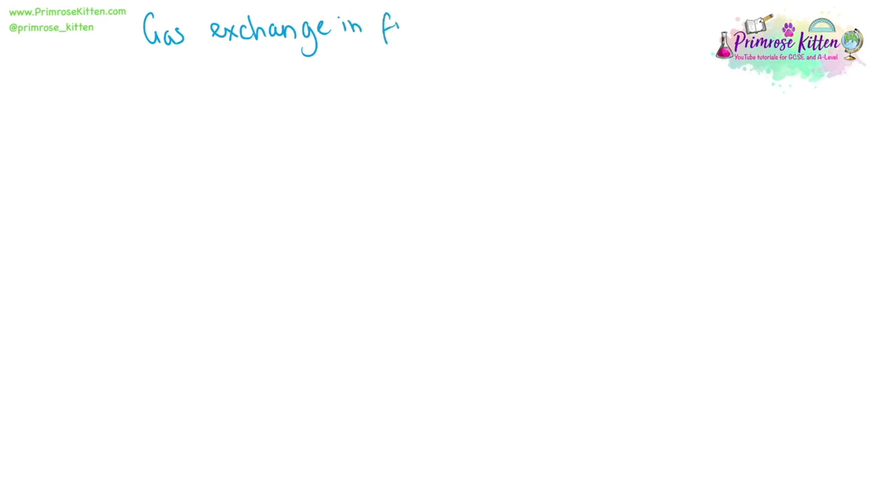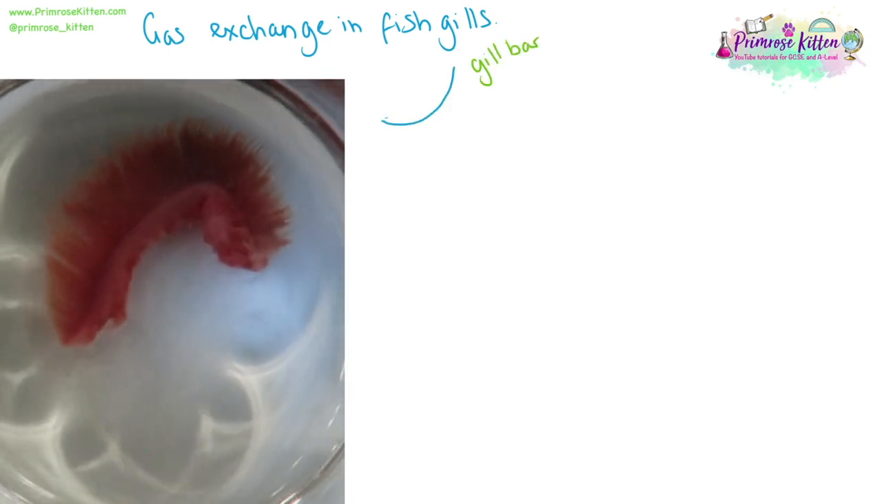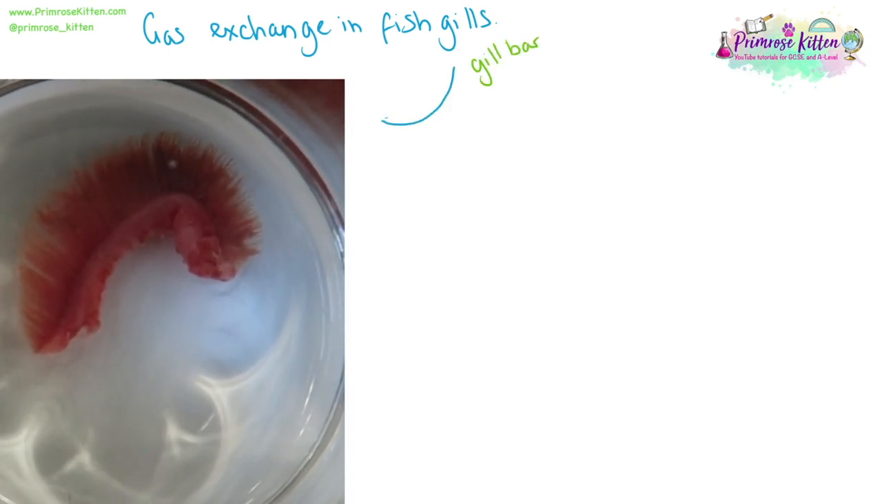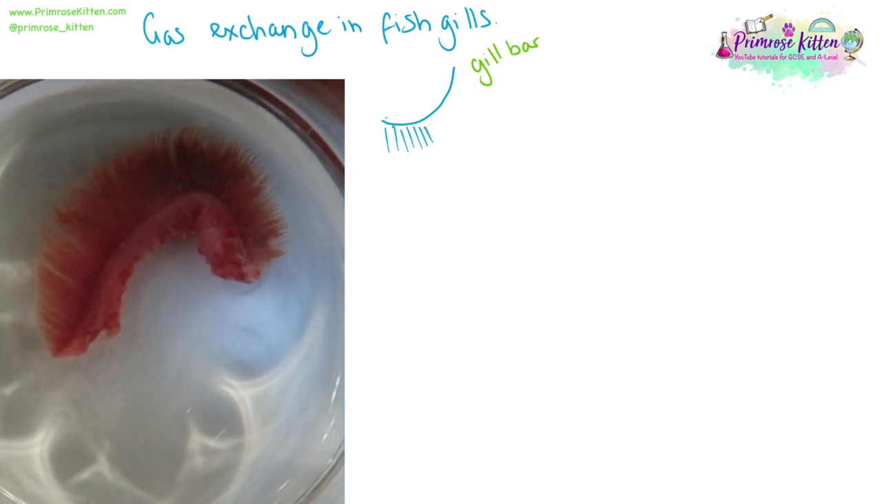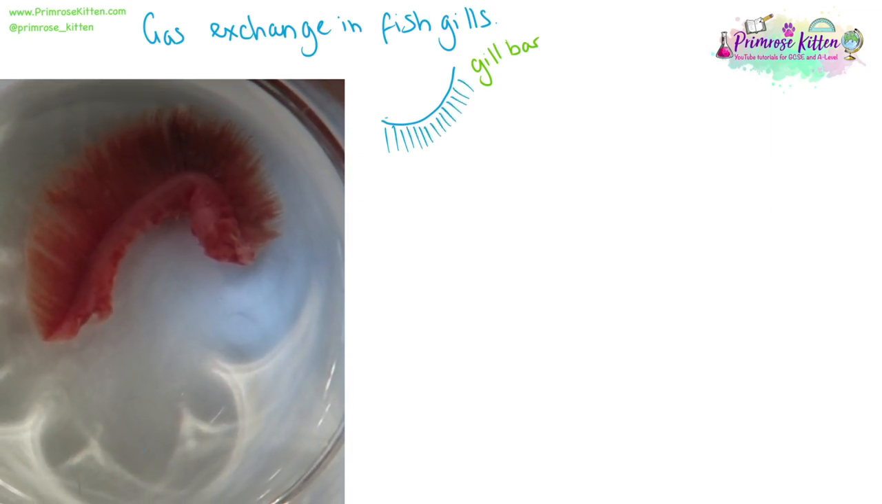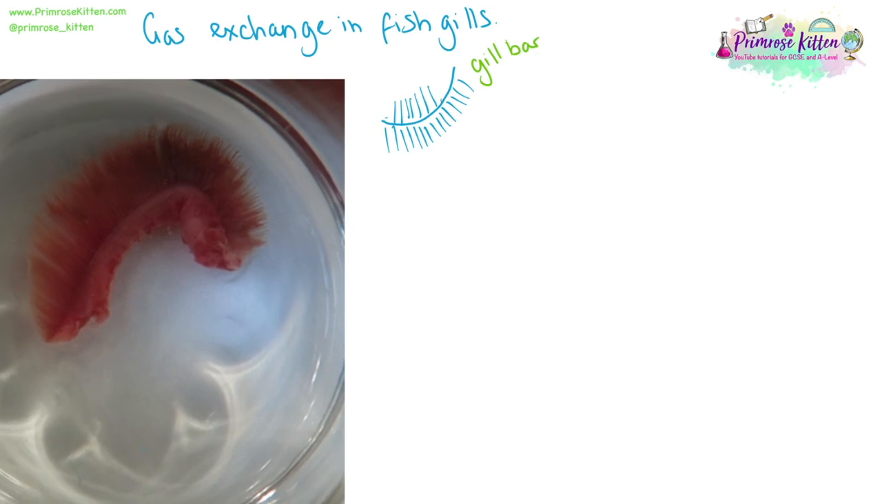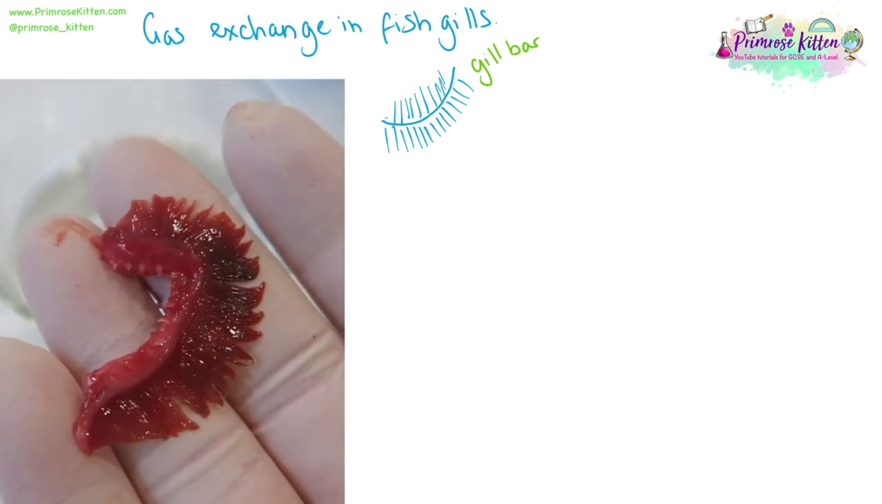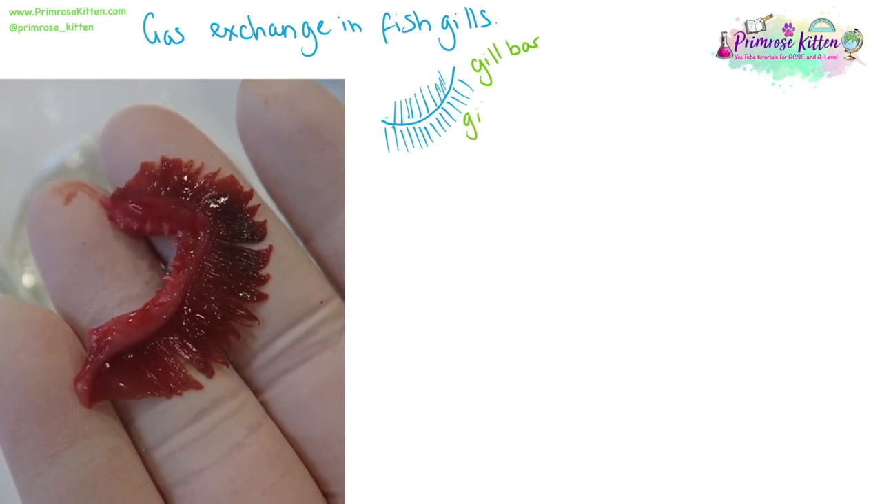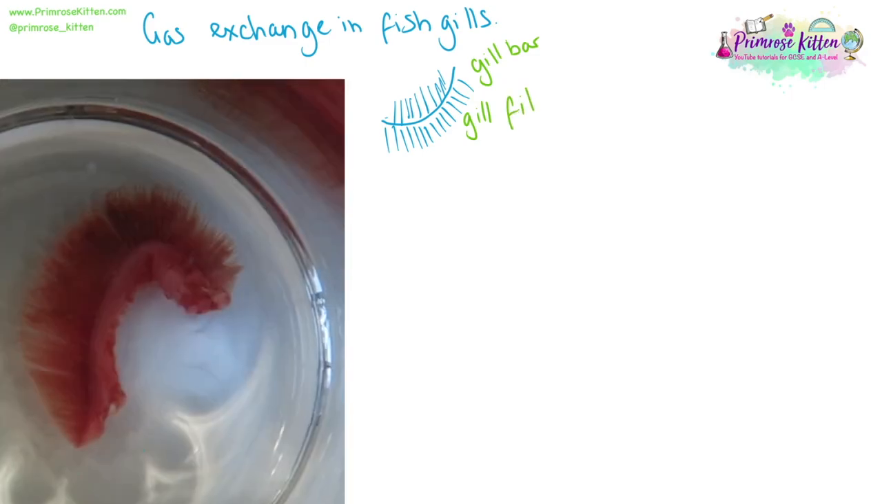Gas exchange in fish gills is something you've hopefully looked at in class. While dissecting a fish gill might be one of the smellier practicals that you do, it really helps you to see how the gill filaments separate out when they're put in water compared to when they're in the air.